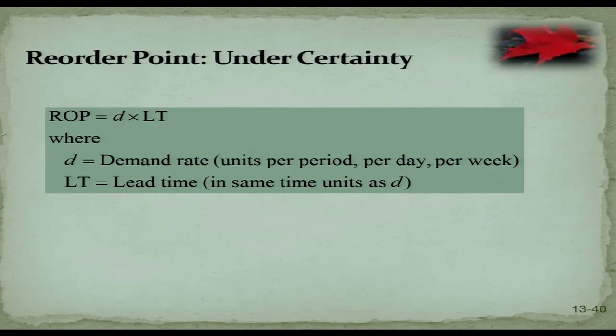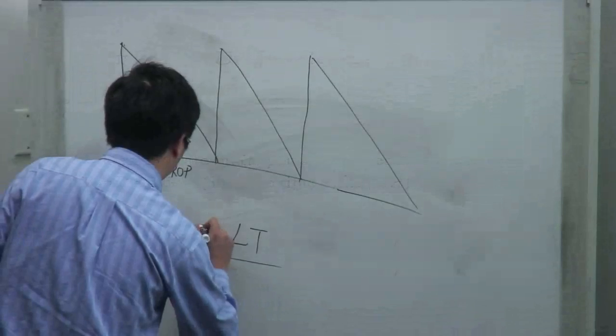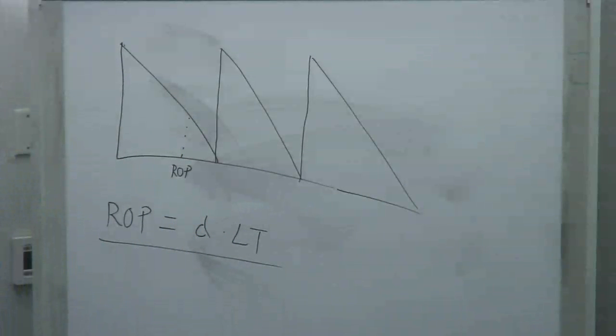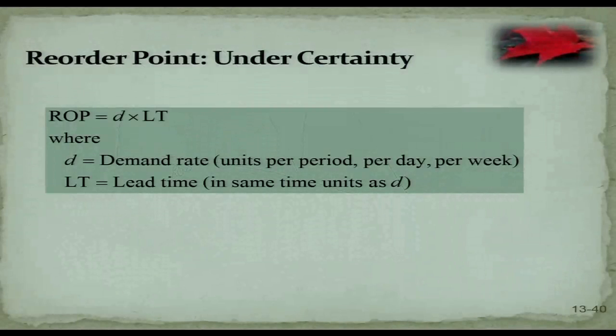Now they use D. U is what we used for EPQ, but let's keep it consistent. D is the demand rate. So the reorder point is the demand rate, D, times the lead time. The demand rate can be per day or per week, and the lead time by day or by week.